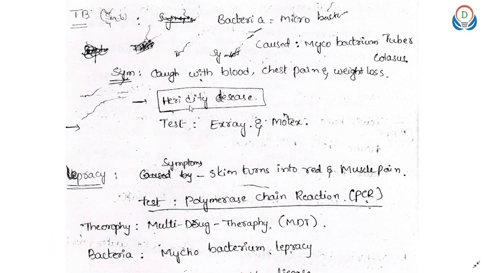Tuberculosis is a hereditary disease. What tests can be done? X-ray and Mantoux. These are the tests that can be done.